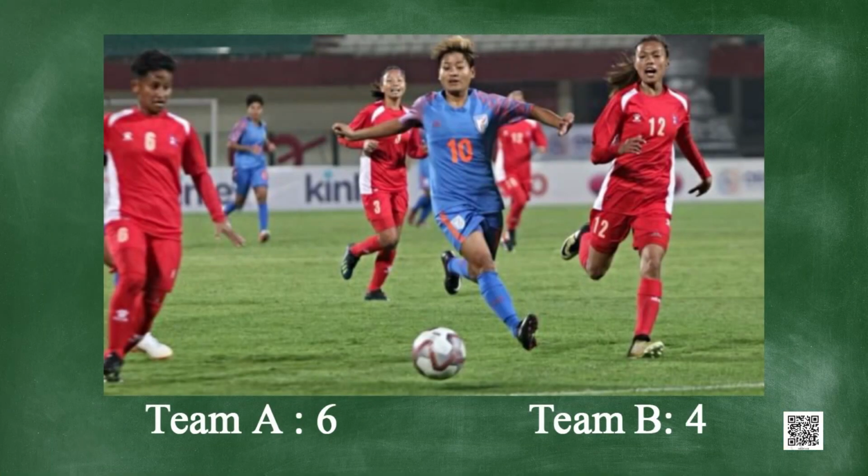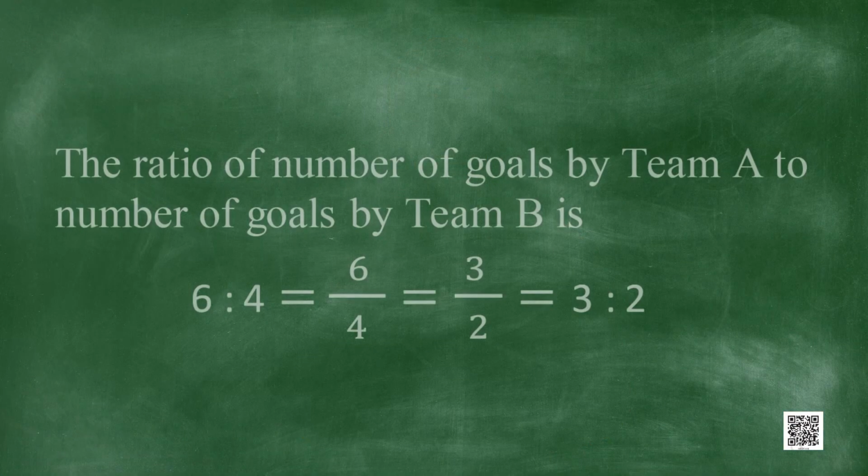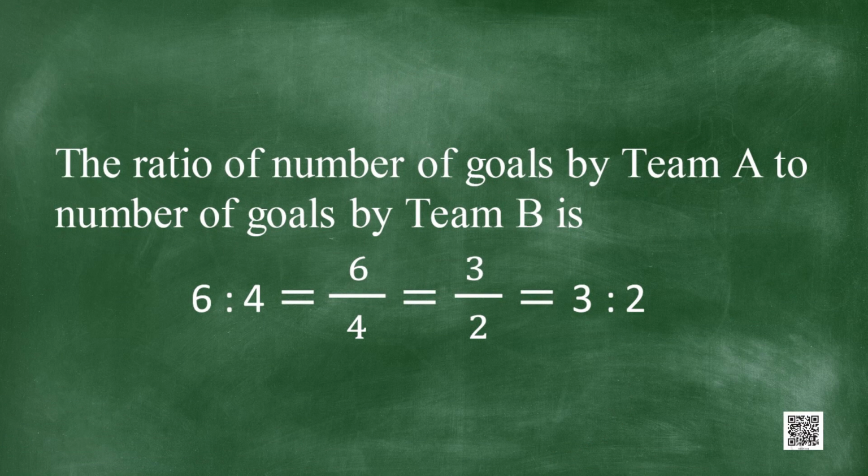Students, for example, in a football game, if team A has scored 6 goals and team B has scored 4 goals, how will you compare the number of goals of team A with team B? Yes, we compare them in terms of ratios. The ratio of number of goals by team A to number of goals by team B is 6:4, which is nothing but 6/4, which is nothing but 3:2. So this means that team A has scored 3 goals for every 2 goals of team B.